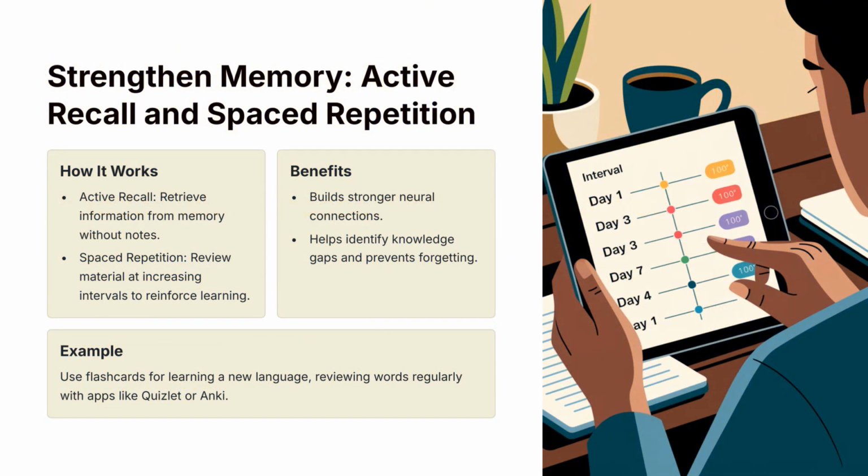Active recall and spaced repetition are powerful techniques for strengthening memory. Active recall involves testing yourself to retrieve information, which builds stronger neural connections. Spaced repetition reinforces this learning by reviewing material at increasing intervals. For example, if you're learning a new language, you could use flashcards to quiz yourself on vocabulary, reviewing new words every day, then every few days, and so on. Apps like Anki can help automate this process.